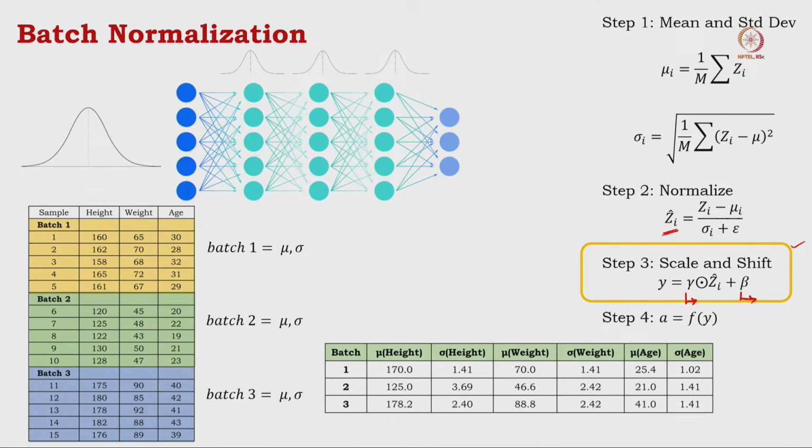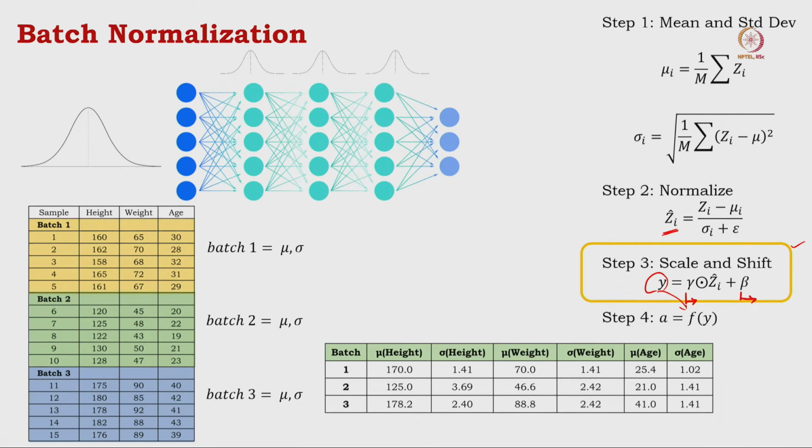Then you are passing it to an activation function. Finally, the scaled and shifted value is passed to an activation function. So, this is what batch normalization is. So, in short, rather than directly passing the values to a hidden layer or an input layer, we are normalizing the values, and then we are passing the input.